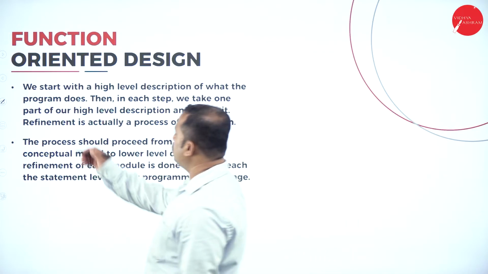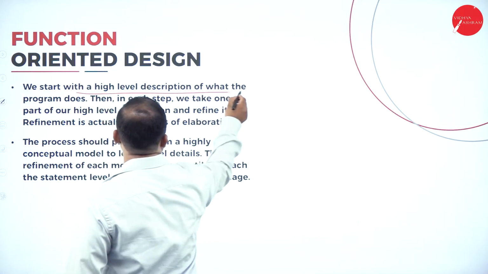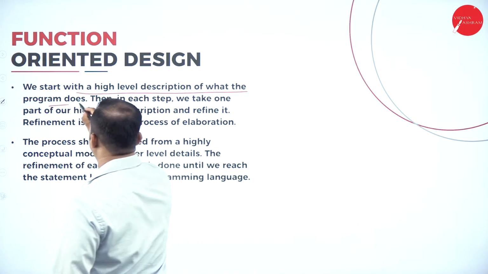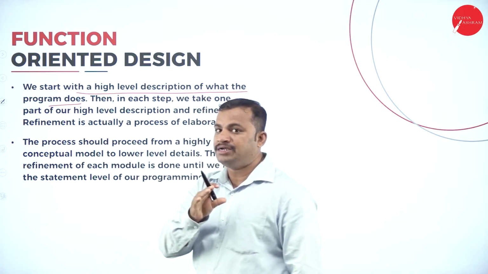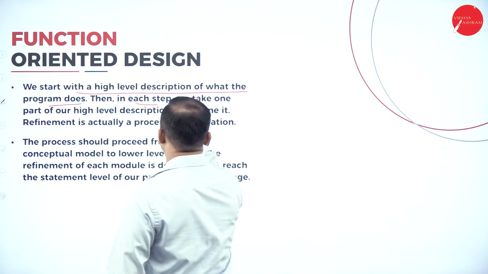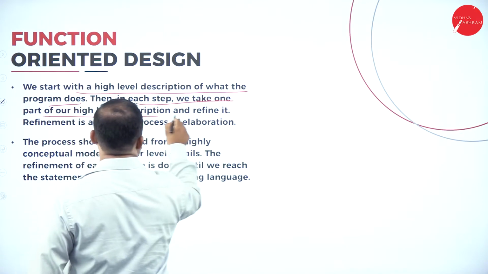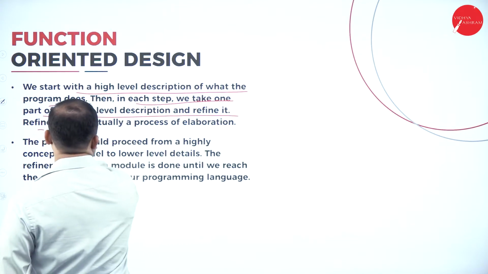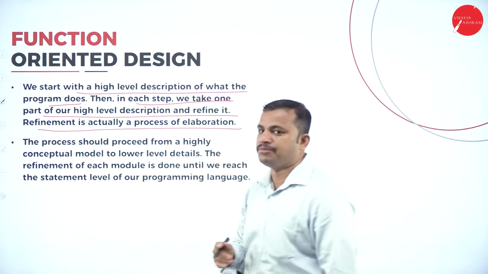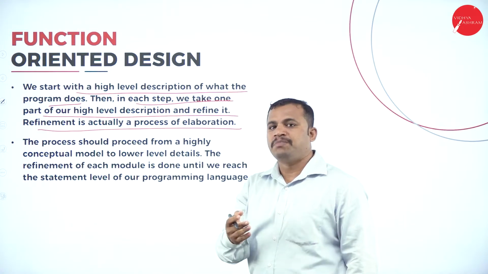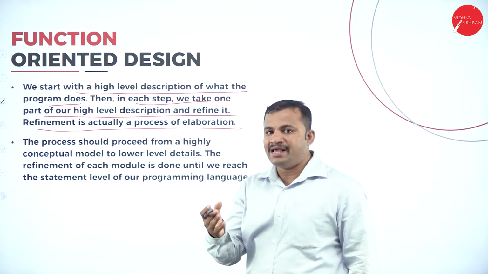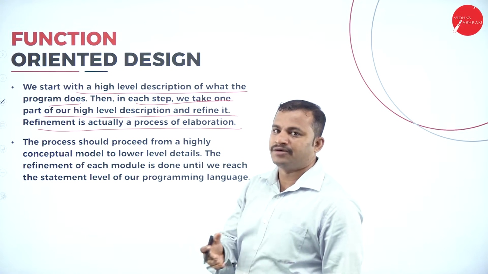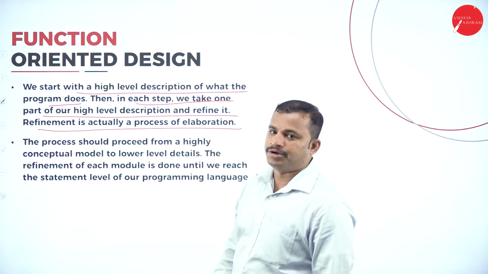Function-oriented design starts with high-level descriptions of what the program does. That means in the form of comments. Then in each step, we take one part of our high-level description and refine it. Refinement is actually the process of elaboration. That means expansion of the details is represented in the form of elaboration.